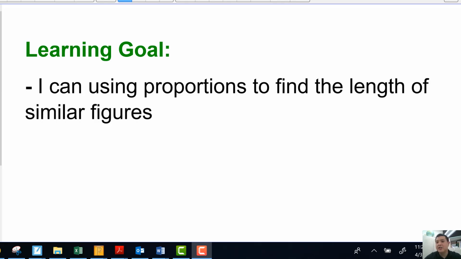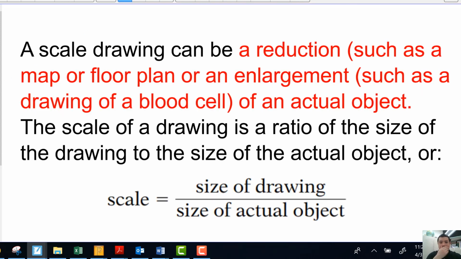Today's learning goal is I can use proportions to find the lengths of similar figures. So, a scale drawing can be a reduction, that means to make something smaller, such as a map or floor plan, or an enlargement, such as a drawing of a blood cell. When we take a small blood cell and make it into a bigger picture, okay? Making it bigger, an enlargement of an actual object.